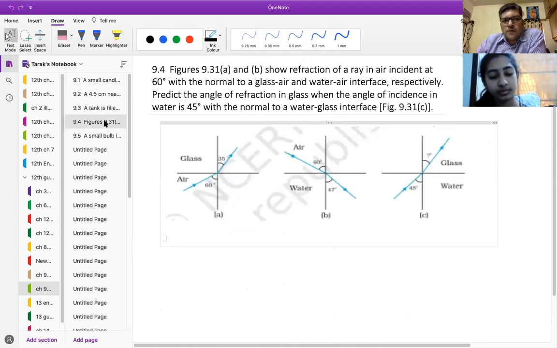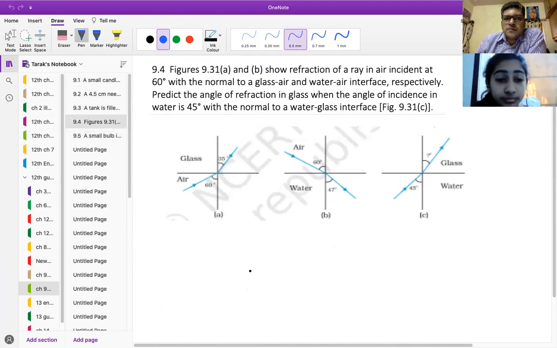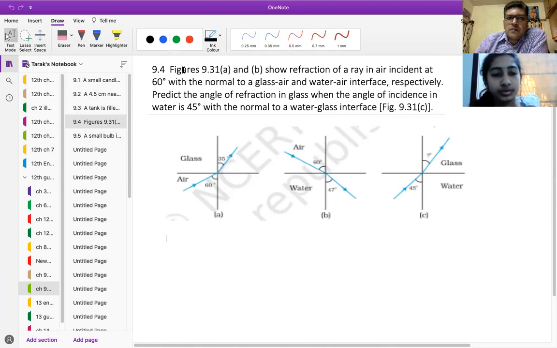Next is 9.4. In 9.4, they have asked us multiple things. Figure 9.31 is the figure I have just copied from your NCERT textbook. Figures A, B, and C show refraction of a ray in air incident at 60 degrees. In the very first figure, my incident ray at 60 degrees enters another medium, glass, where it is having 35 degrees.